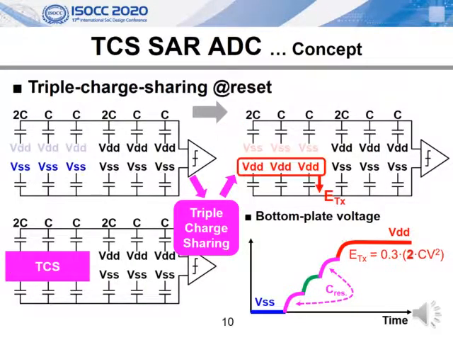In the reset phase, the energy saving effect is further maximized due to using multiples of capacitors rather than using only the MSB capacitor. 30% of total switching energy is saved when TCS is applied to a reset phase.